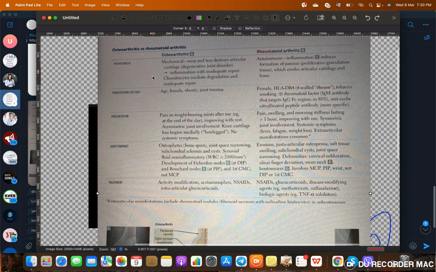So let's see. We have osteoarthritis and rheumatoid arthritis. These two concepts you need to master. You need to be able to differentiate between the two. In osteoarthritis, it's an old people disease, mostly older than like 65 years old, okay? The first cause could be mechanical wear and tear, destruction of the articular cartilage.